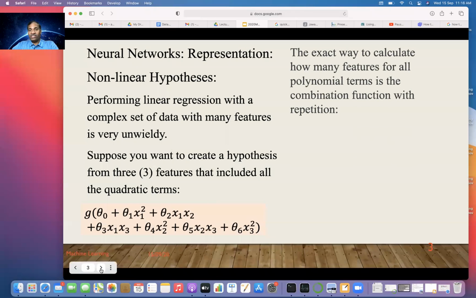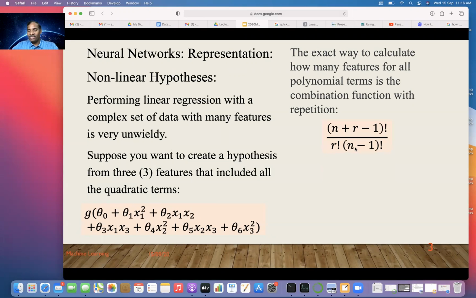If we increase the features, and we are looking only at quadratic terms, the exact way to calculate how many features for all polynomial terms is the combination function with repetition. That is what we did. That formula is (n + r - 1)! divided by r! (n - 1)!.